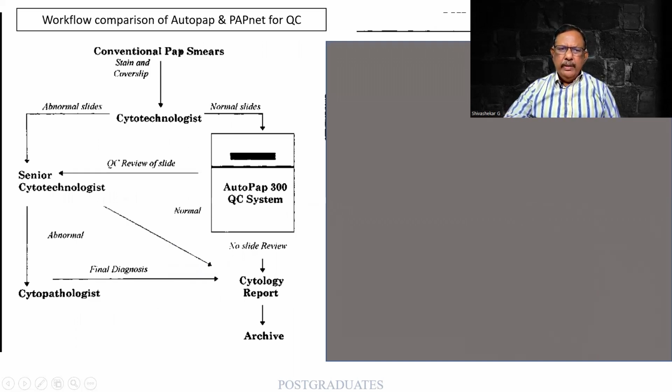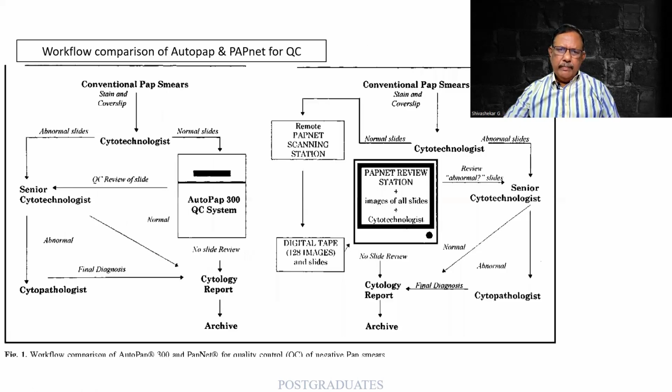There is a conventional pap smear, there is a cytotechnologist, and then you find that there is an automatic pap system. There are the normal slides which are being fed into it. Again, they are being analyzed by the senior cytotechnologist, the cytopathologist, and finally a cytology report is being produced. So this is one. This is being stored in place. At the same time, you find that there can be a remote pap staining station from where you have the cytotechnologist referring it. It can go on to the digital image. PAPNET review station is over there. That is the computer itself. And finally, a cytology report is again being obtained. This is another one we should now have in mind.